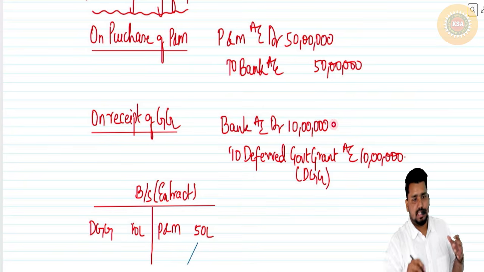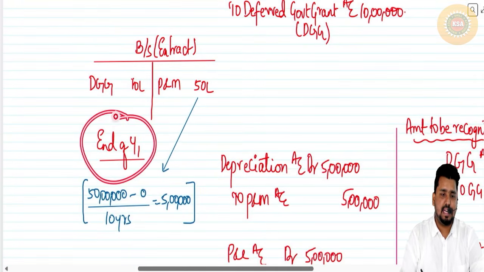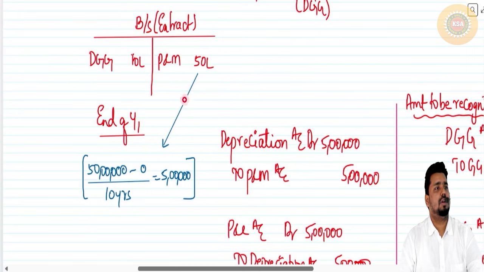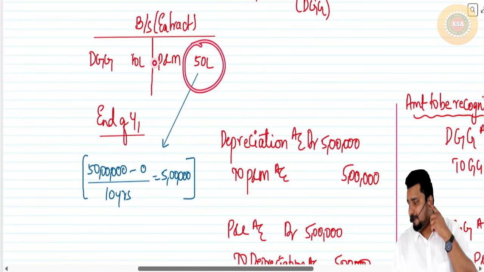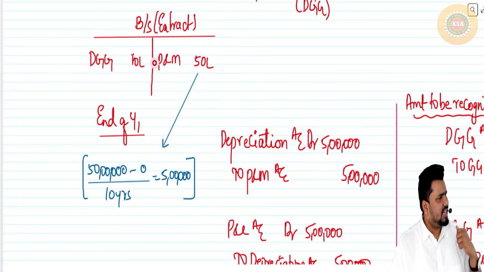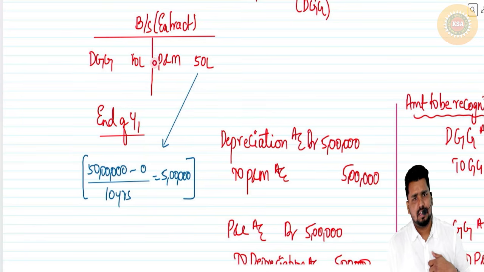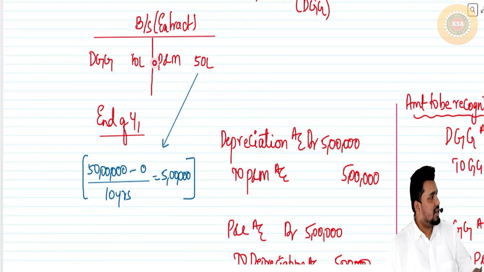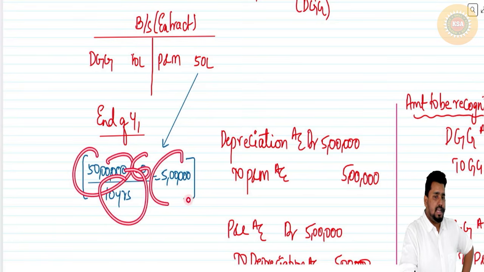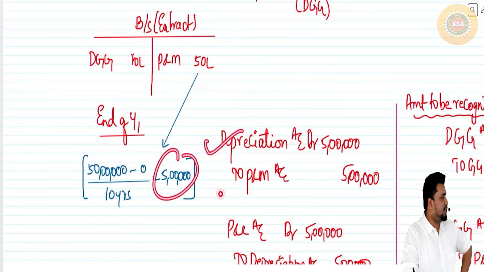So at the end of the first year, we will charge depreciation for this. Yes or no? What is the amount of plant and machinery, 40 or 50? Why 50 lakhs? In the last method we had 40 lakhs. Why is it 50 lakhs now? Because the government grant is not adjusted with the cost of the asset. It remains untouched. Therefore, 50 lakhs minus 0 divided by 10 years, how much do we have? 5 lakhs. Therefore, every year the depreciation is 5 lakhs.